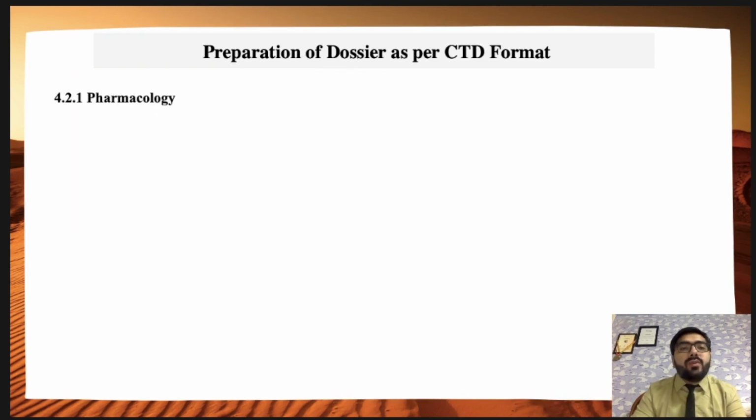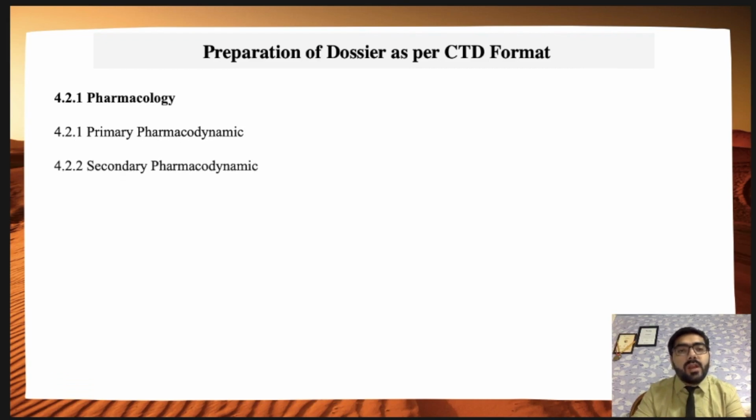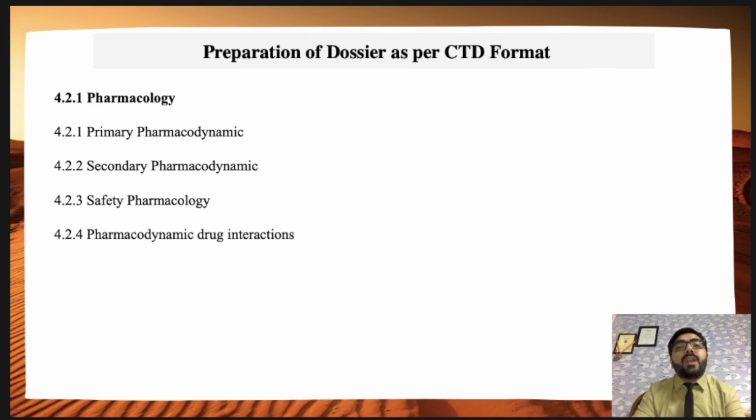Now coming to 4.2.1, which is pharmacology studies. Under this there are several parameters we have to submit, like the primary pharmacodynamic information of the product, then secondary pharmacodynamics, then safety pharmacology, and 4.2.4 about pharmacodynamic drug interactions, because there are various drug interactions. So how does the body respond to the drug, right? So pharmacodynamics, drug interactions. And then pharmacokinetics is basically ADME: absorption, distribution, metabolism and excretion.